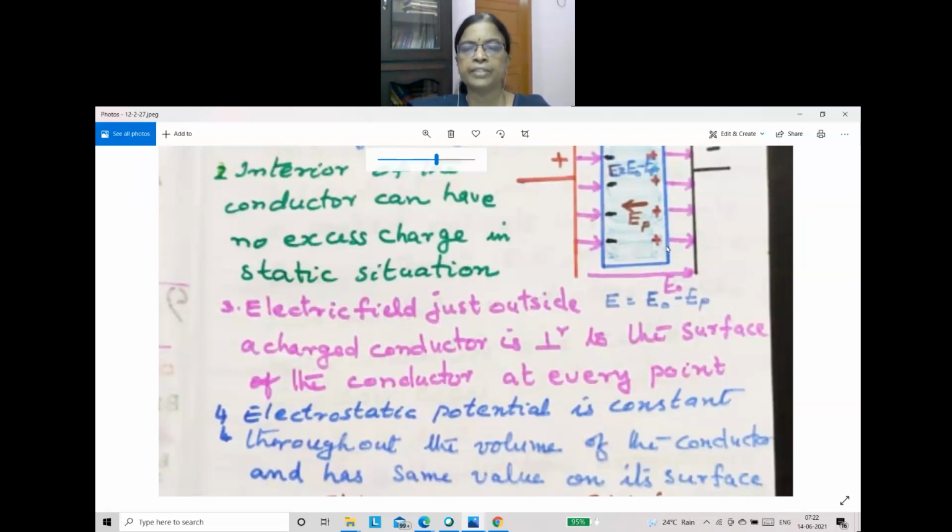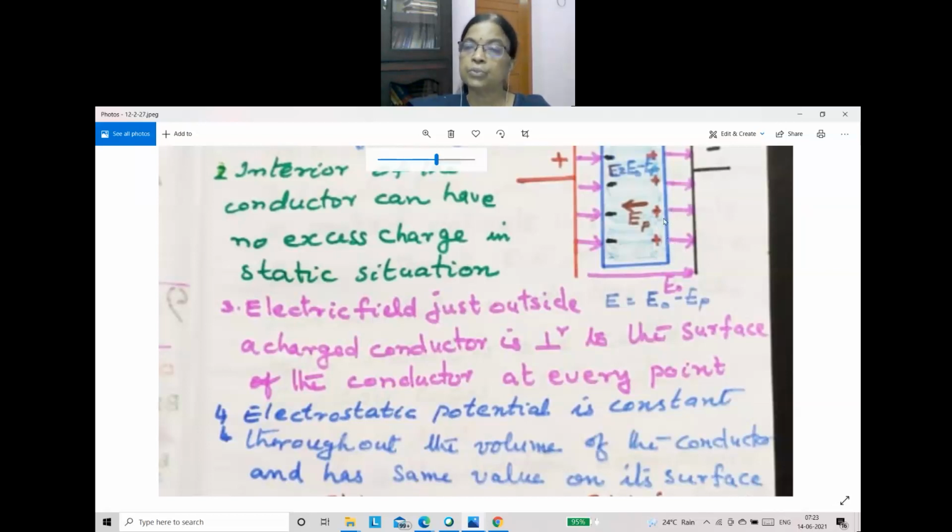How will you show it? First, we take that the electric field is not normal. That's it. Such a situation we consider. Consider the electric field is not normal. Then it will have two components: one component along the surface, one component perpendicular to that.